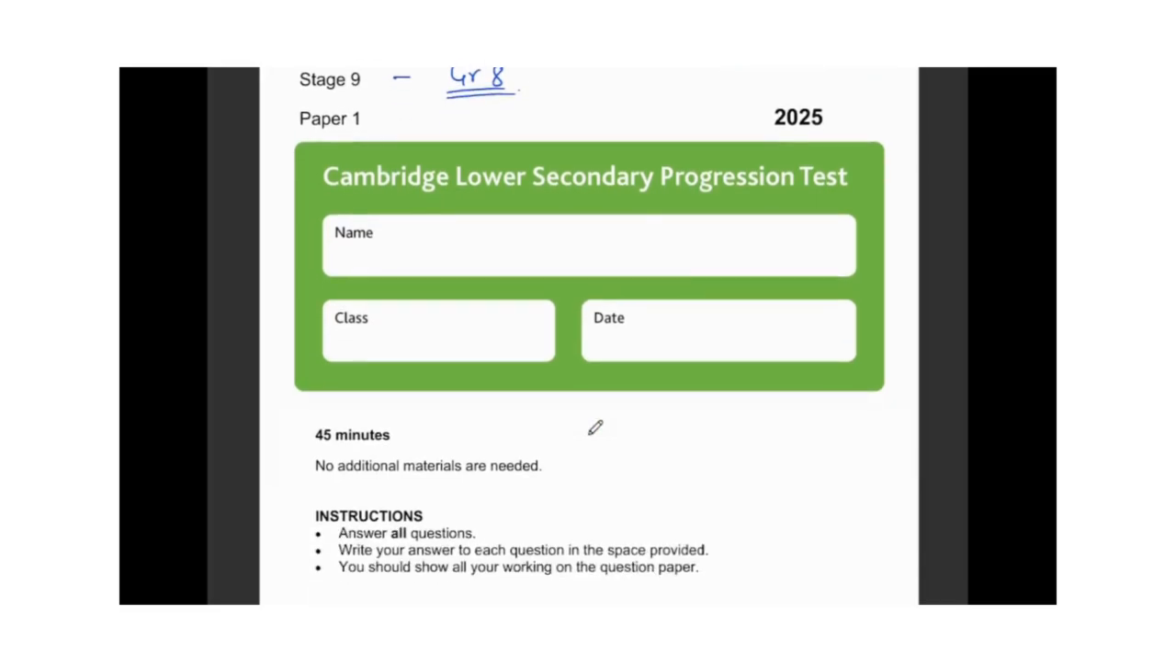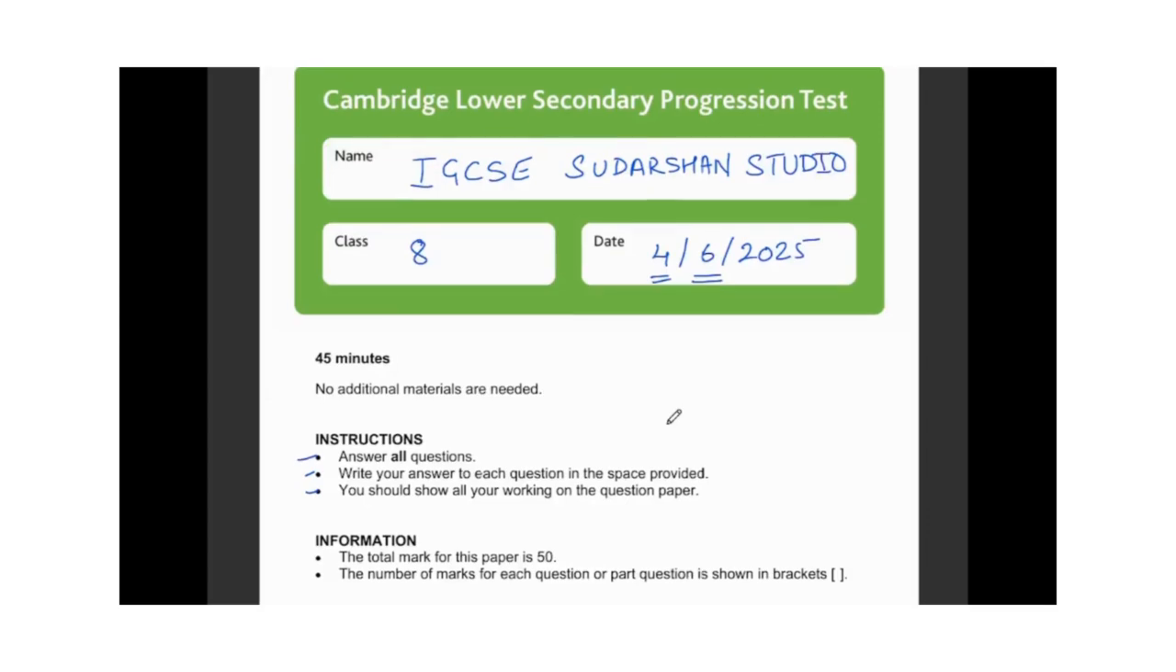So before moving to this, let's see the instructions here. As you can check out these instructions, read carefully. So I'll just write here IGCSE Sudarshan Studio and grade 8. Today's date is 2025, that is what we have. So we are doing this on 6th of April 2025. There we go, and let's check out.